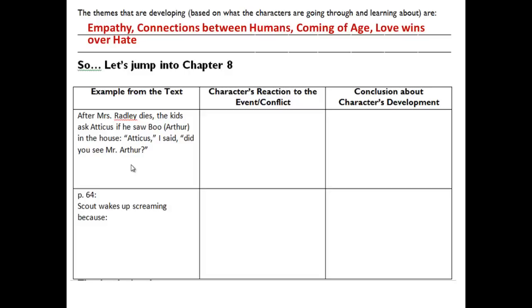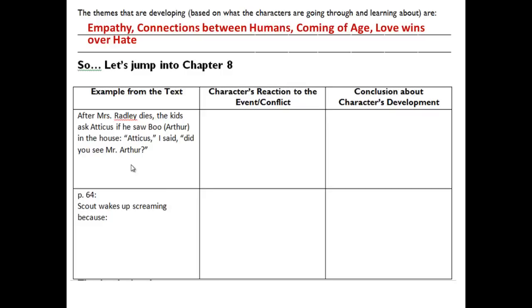Empathy, Scout empathizing with Jem, Jem empathizing with Boo. Connections between humans, the way in which these kids are actually learning about how to build and maintain relationships with other people. Coming of age, which we know means growing up. We can see Scout growing up by the way she's treating Jem better, and we can tell that Jem's growing up by the way he understands how Boo might feel. And then finally, love wins over hate.